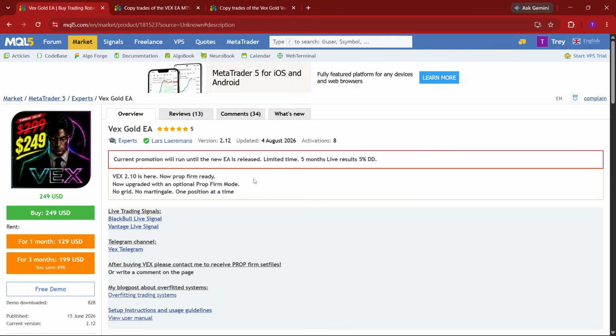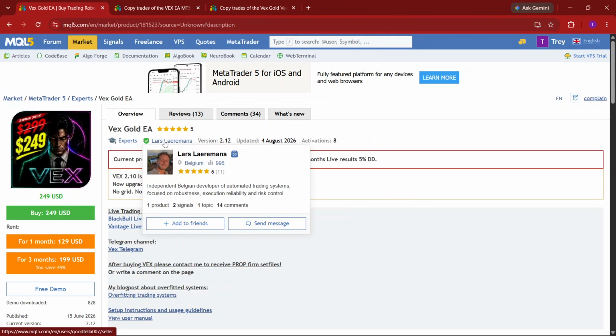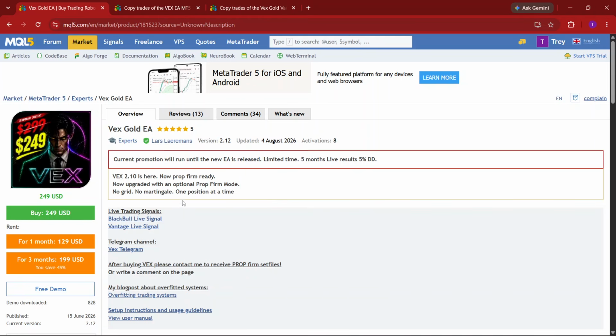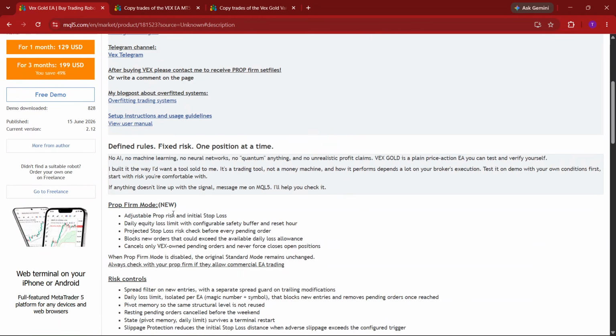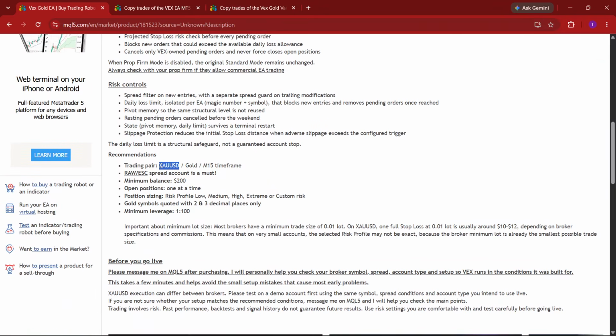Hello traders, welcome back to today's Forex Geek video on Vex Gold EA for MetaTrader 5, listed on MQL5 Markets by Lars Mens from Belgium. It focuses specifically on Gold USD, as you can see, on the M15 time frame.